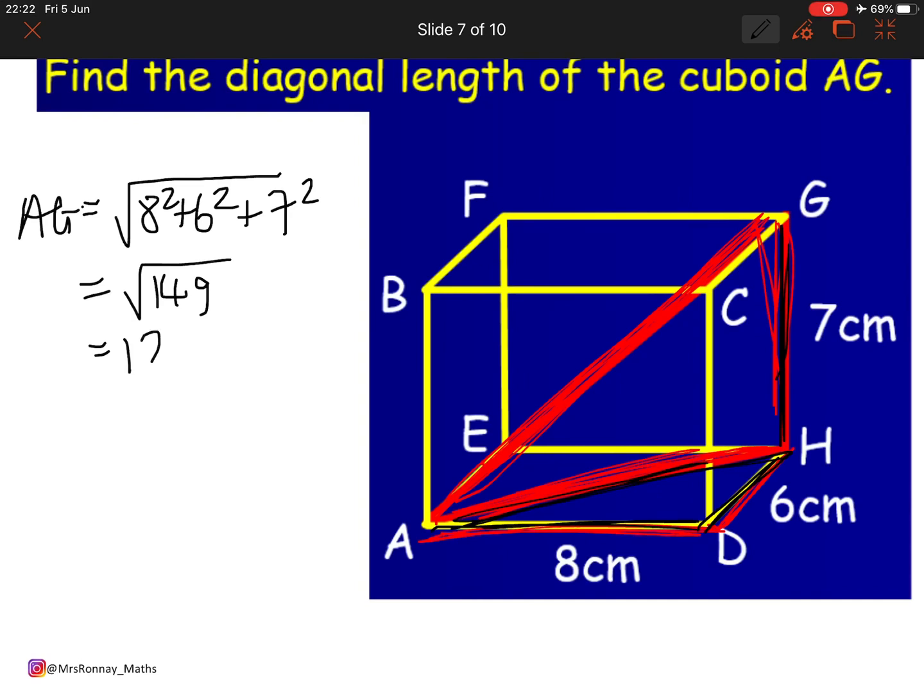Square root it and you get 12.2065, blah blah blah. It doesn't say anything about rounding, so round it to something sensible. 12.2 and then units, centimetres.